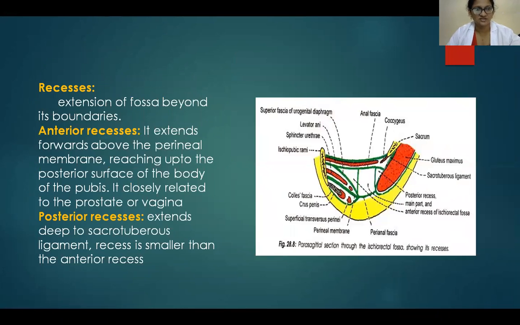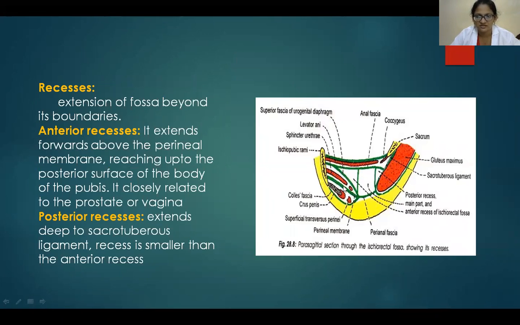Next, coming to the recesses. It has 2 recesses. Recesses are nothing but extensions of the fossa beyond its boundaries. It consists of the anterior recess and the posterior recess.